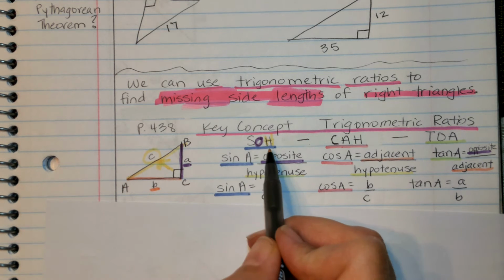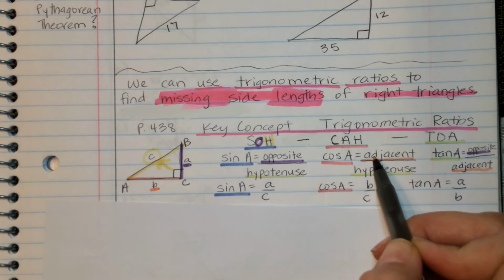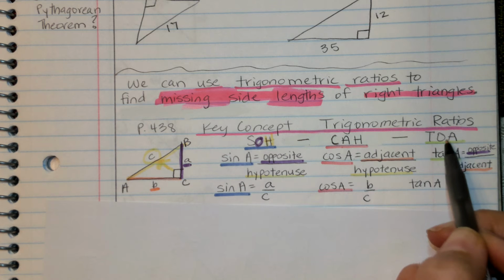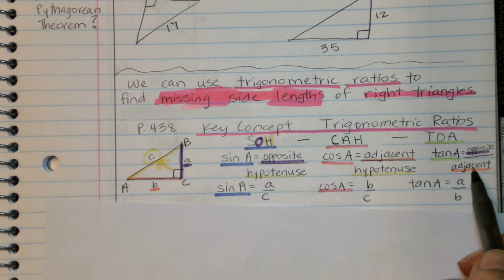S for sine, O for opposite, H for hypotenuse. C for cosine, A for adjacent, H for hypotenuse. TOA: T for tan, O for opposite, A for adjacent.